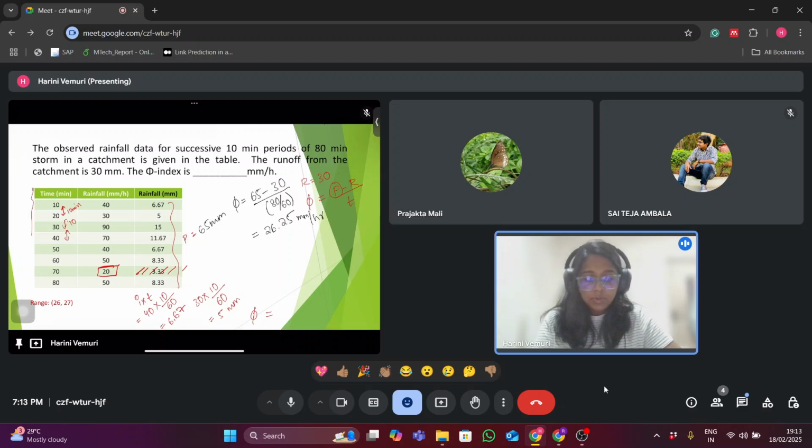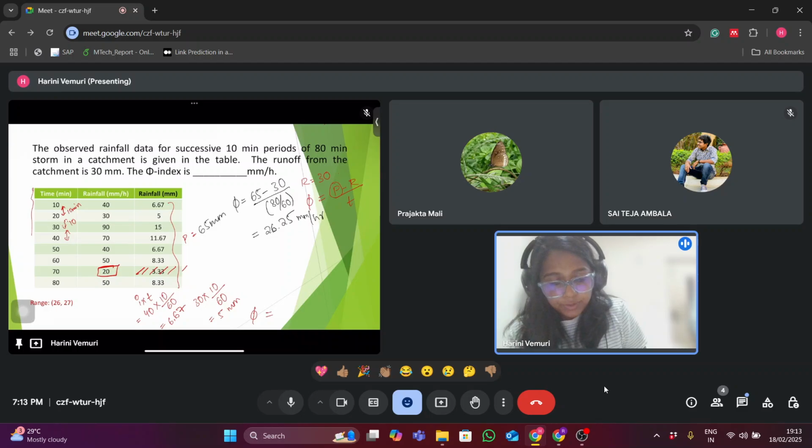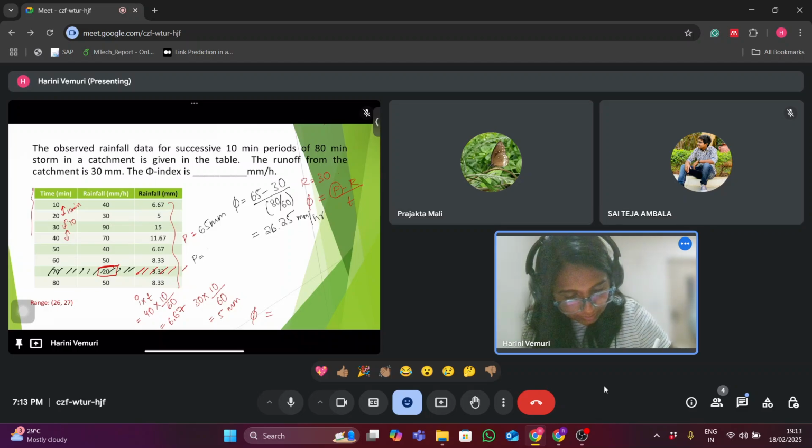But this is what they have given in textbooks. But generally, since this pi index value is more than this particular row, in this particular row the rainfall intensity is 20. So there won't be any runoff generated because of this rainfall. Then by removing this particular row, we calculate the total rainfall, that is 65 minus 3.33, which is 61.67 mm.